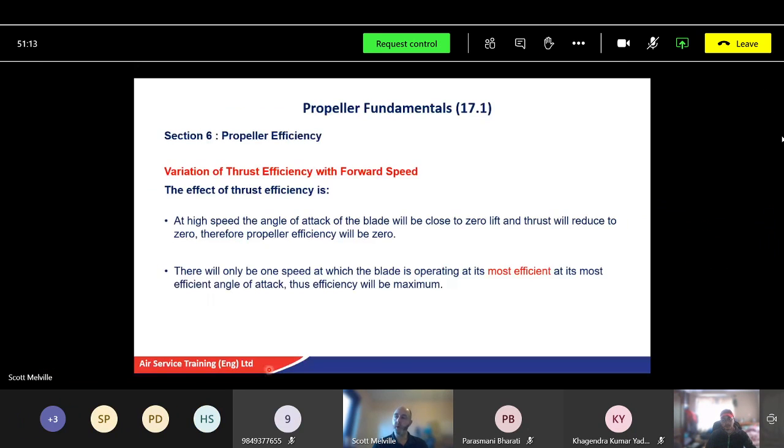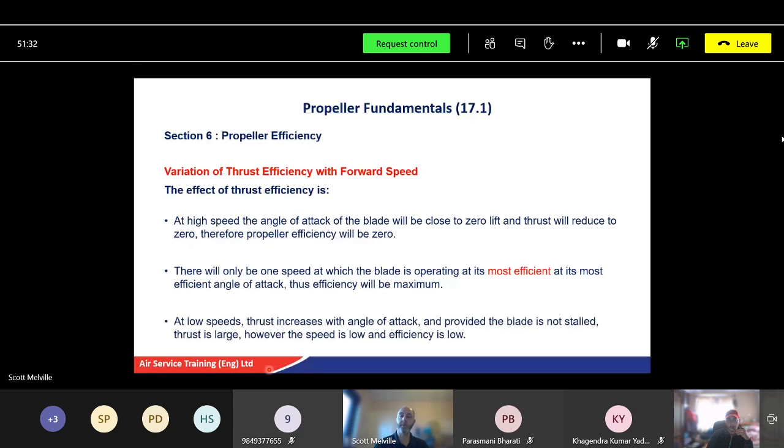There will only be one speed at which a blade is operating at its most efficient angle of attack. Therefore, efficiency will be at its maximum. That will be dependent on the aircraft type, the engine, and the type of propeller that's being used. There could be multiple propellers on there.